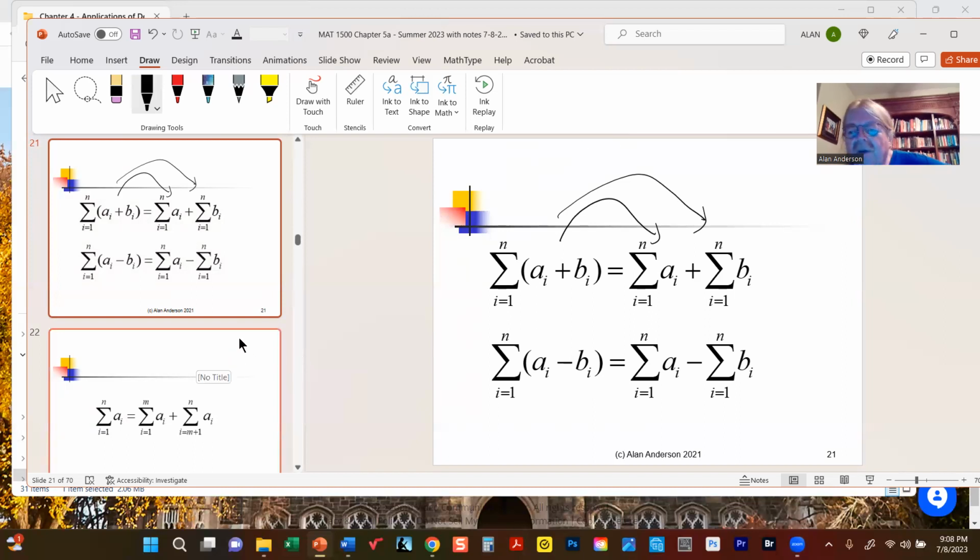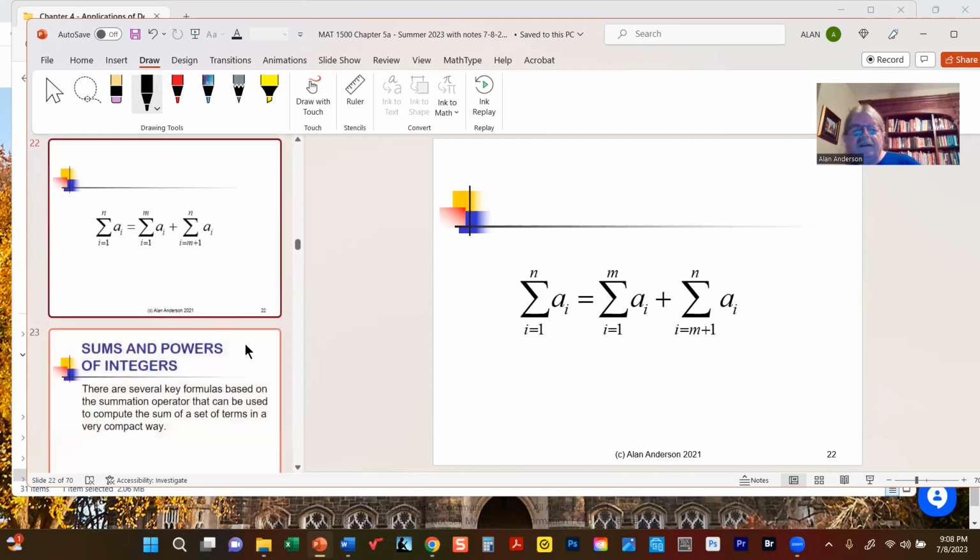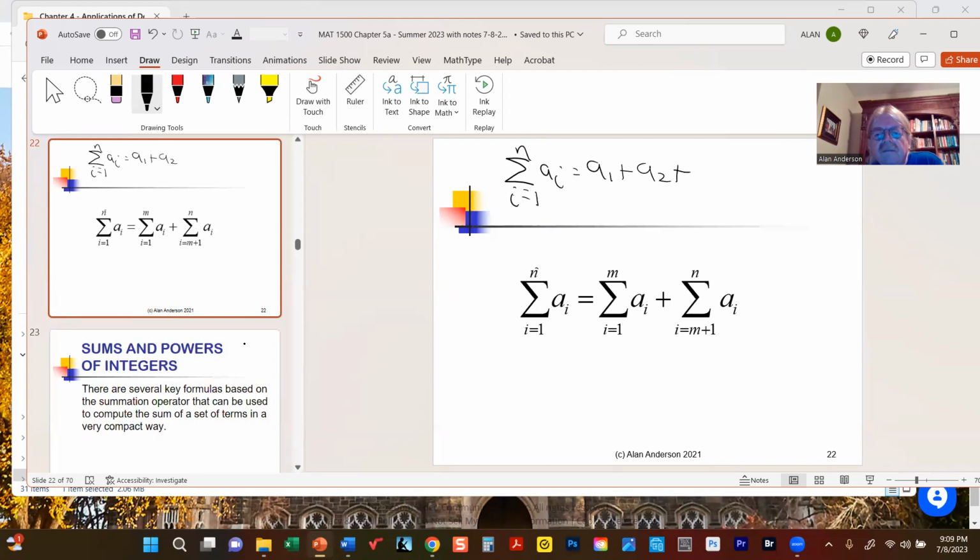Now, here's one that might be surprising at first glance, and then you'll realize, wait a minute, no, this looks perfectly sensible. What's going to happen here is that we're going to take a sum and break it up into 2 parts. So let's say we have something like this. Now look at these carefully. The sum from i equals 1 to n of the ai. We know what this means. What I can do is break it up into 2 parts. Here i goes from 1 to m, and then here from m plus 1 up to n.